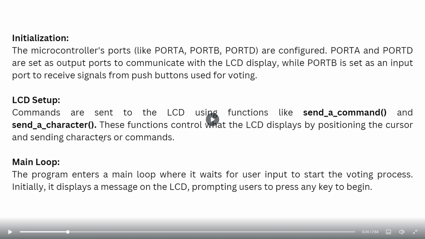The next one is the LCD setup. Commands are sent to the LCD using functions like the send command function and the send character function. These commands control what the LCD displays by positioning the cursor and sending characters or commands. The next one is the main loop. The program will enter a main loop where it waits for user input to start the voting process. Initially, it displays a message on the LCD prompting the user to press any key to begin.